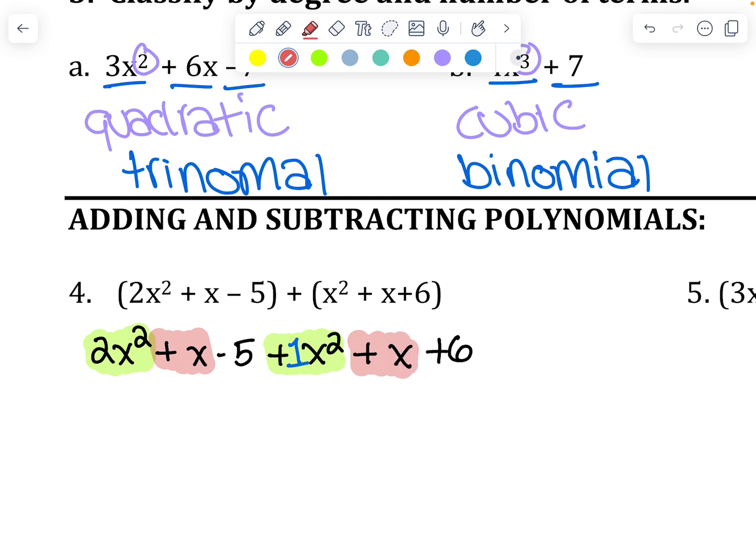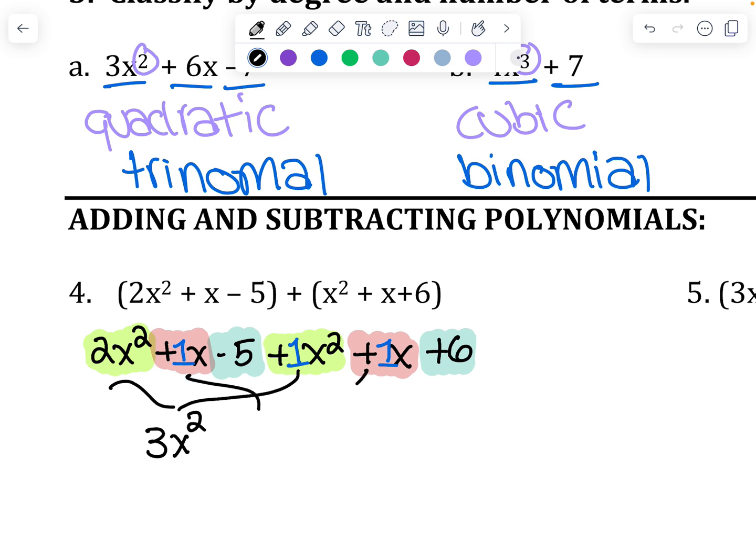My next like terms are something that has x. Oh, I have something else. And then my constants or my numbers, those are like terms. Again, in front of your variables, if you don't see the number, you can always put in a 1. So let's combine like terms. 2x squared plus 1x squared becomes 3x squared. Again, do not do anything with the exponents when you're adding or subtracting.